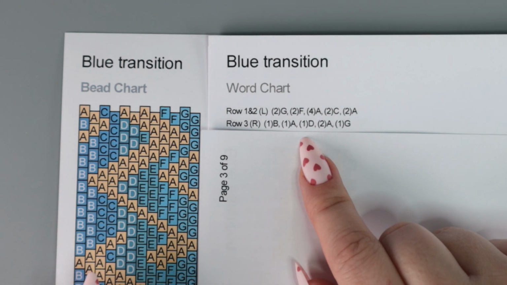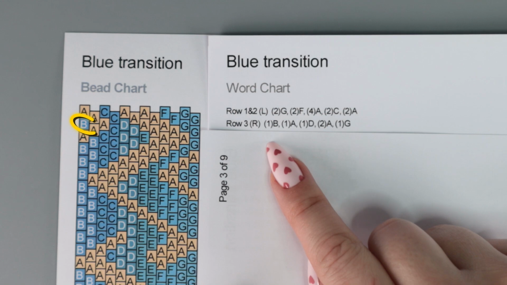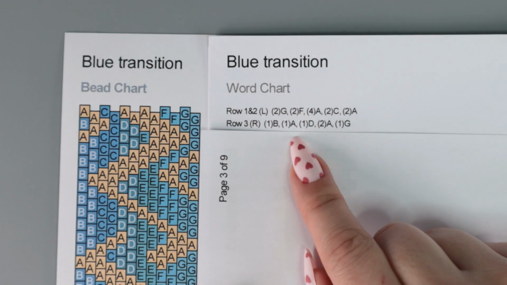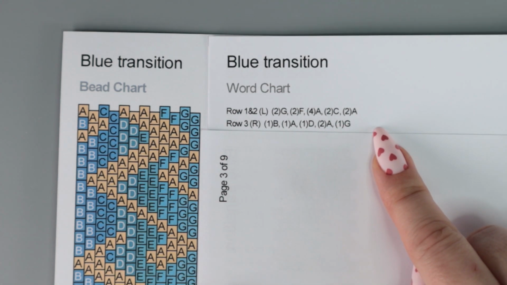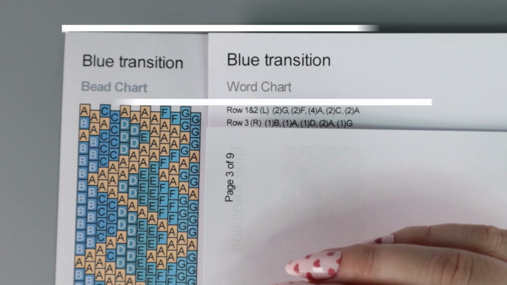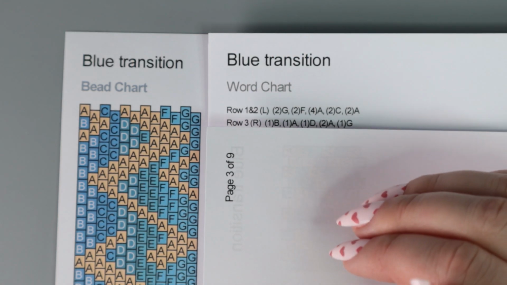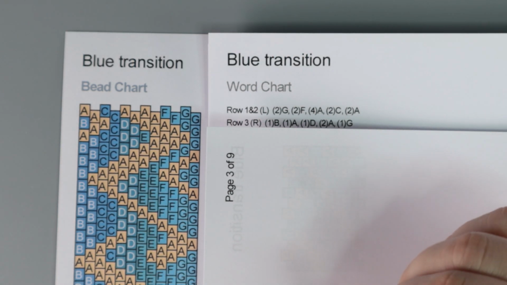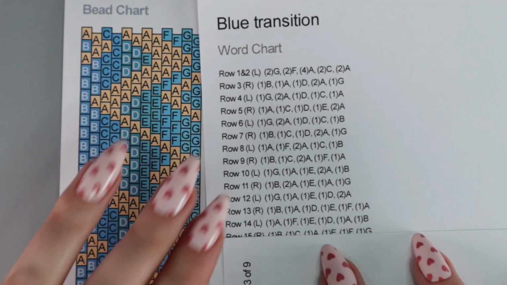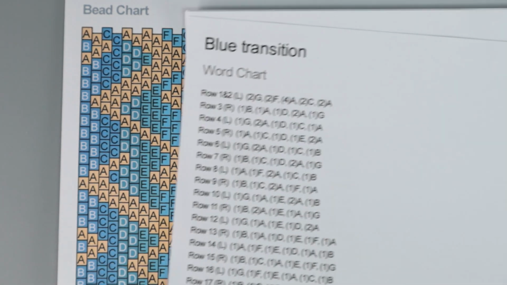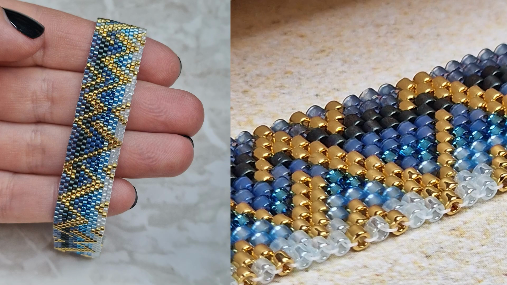Since this is a standard peyote, I'll be picking up 1 bead at a time. For example, pick up 1B and stitch it. Pick up 1A and stitch it. Repeat until the row is done. If I were doing a 2-drop peyote, I'd pick up 2 beads at a time instead of 1. For 3-drop peyote, I'd pick up 3 beads at a time instead of 1. And I'd continue following the pattern line by line, page by page, until the design is complete.